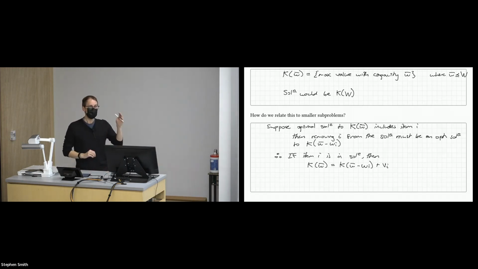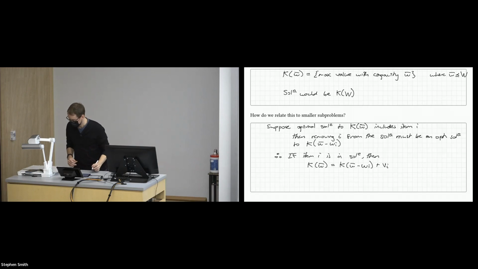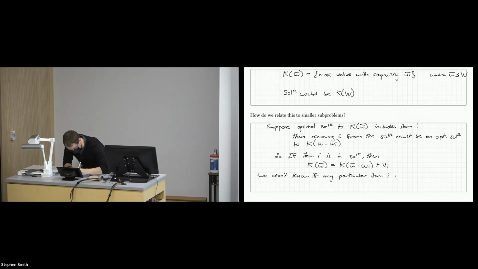And so now, since I don't know which item i is actually in it, this must hold. I'll just write it as I say it. So we don't know if any particular item i is in the solution for K of W bar, but one of them must be.